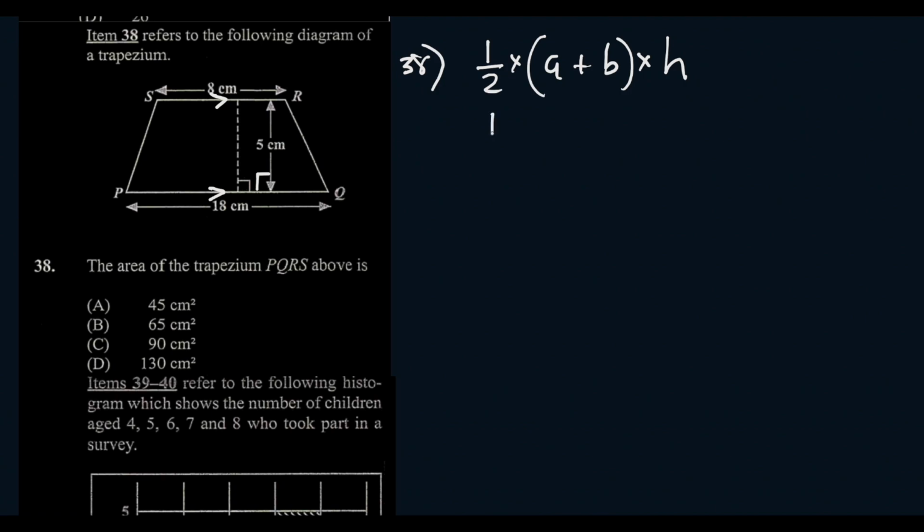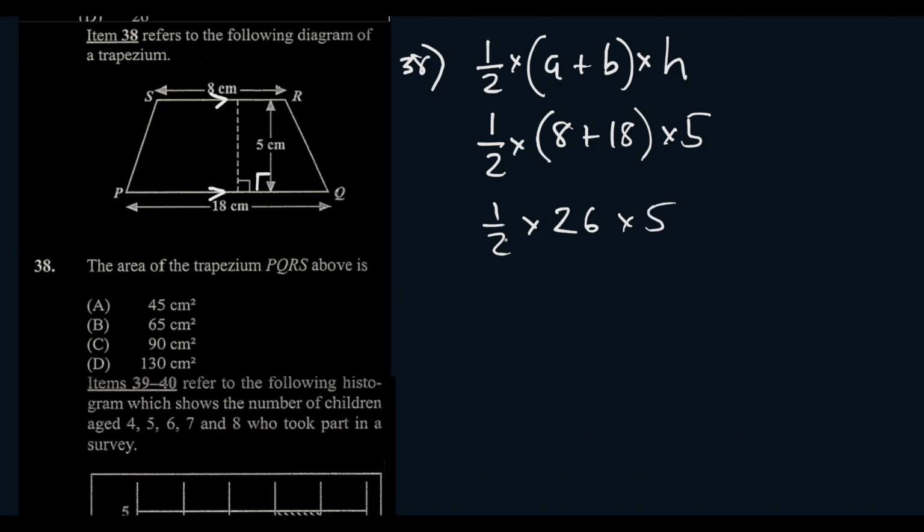So therefore we could say that the area of this is half times 8 plus 18 multiplied by 5. So then that would give us half times 8 plus 18 is 26 multiplied by 5. So I could find out what's half of 26. So half of 26, or half times 26, is 13. Now 13 times 5, what is 13 times 5? 13 times 5 would give us 65 centimeters squared. So then this one here would be our answer.